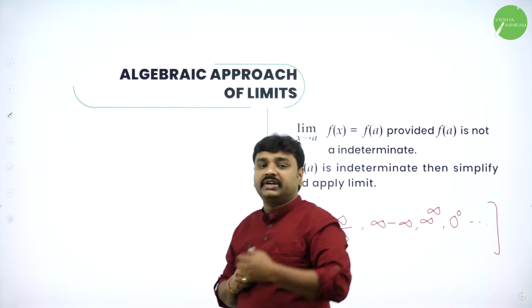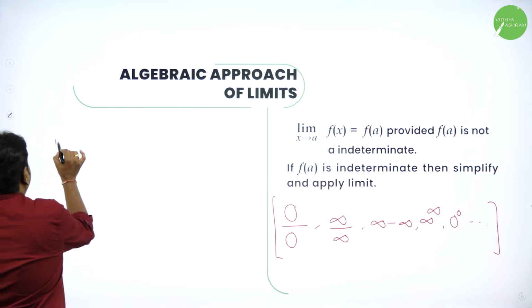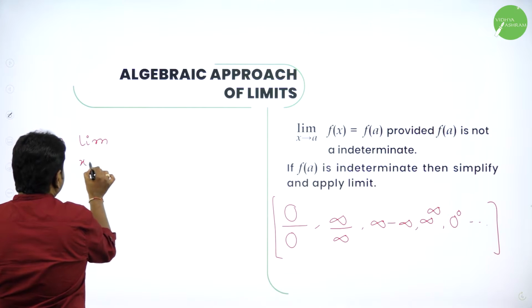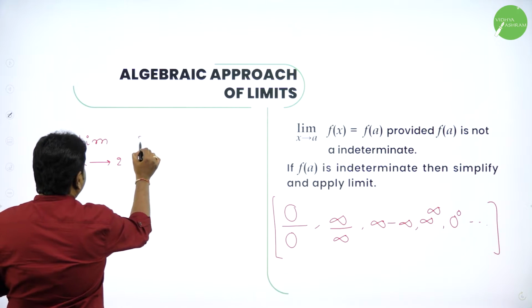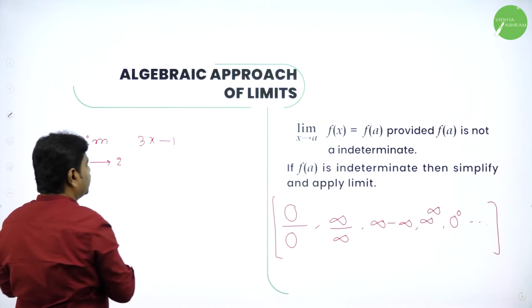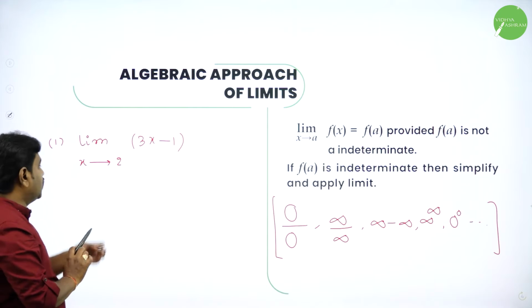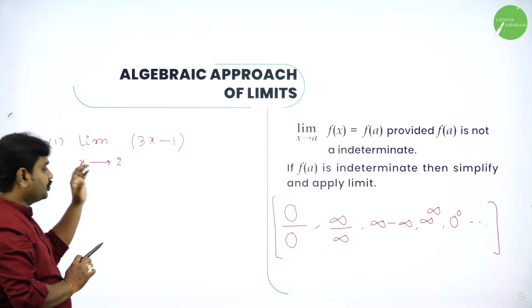Now coming to the point. Suppose now we'll take some examples. Limit x tends to 2 of 3x minus 1. A simple problem I'll take. The function f of x is 3x minus 1, and x is tending to 2. First you should know how to read this.